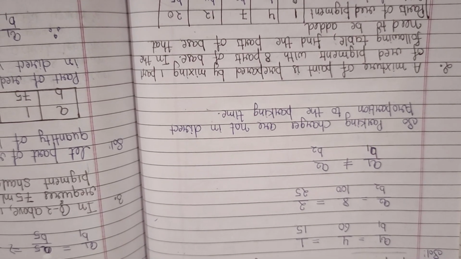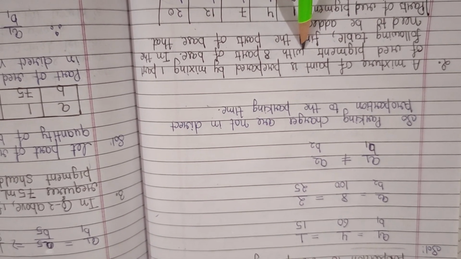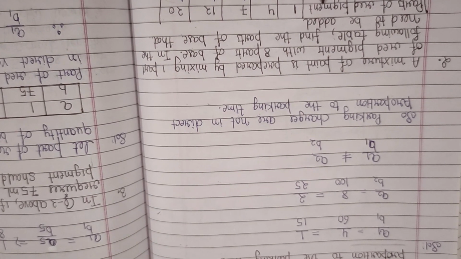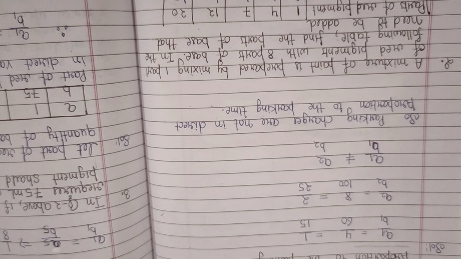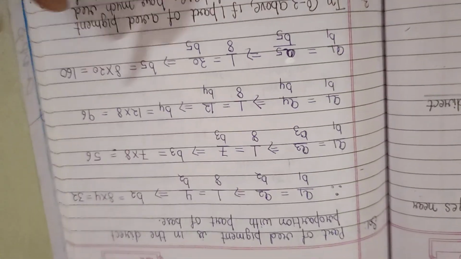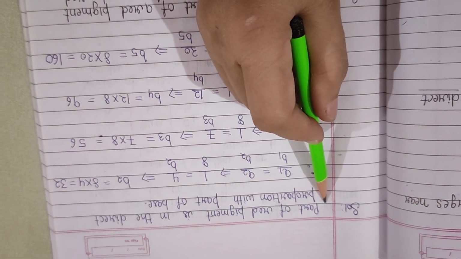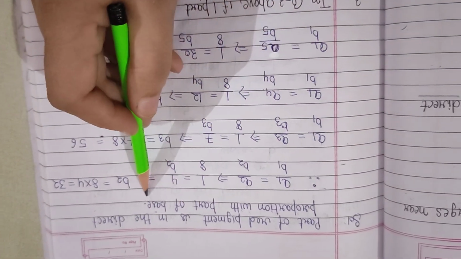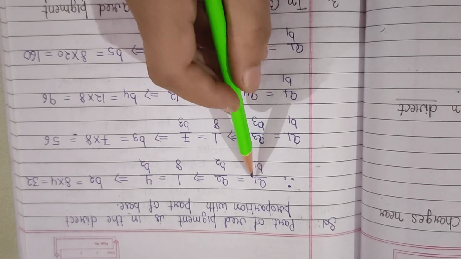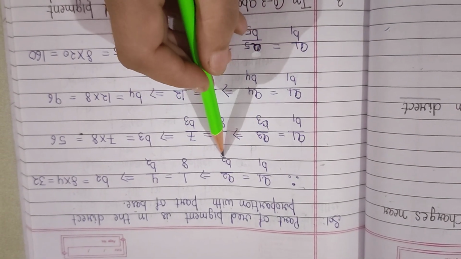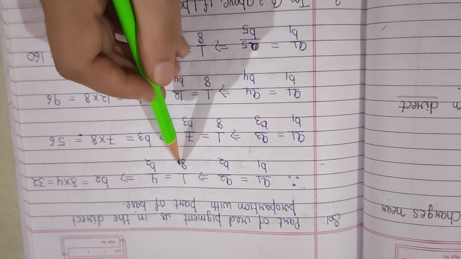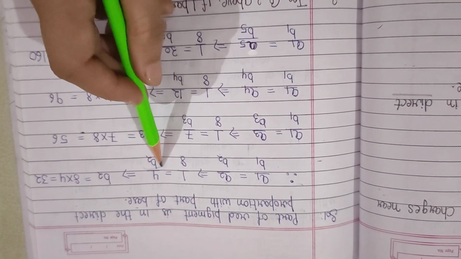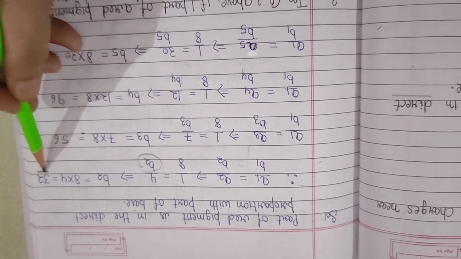Now according to the statement, it is clear that the parts of the red pigment are in direct proportion to the parts of the base. Here I have written in the solution, part of the red pigment is in direct proportion with the part of the base. So we can say A1 by B1 is equal to A2 by B2. Now put the values. 1 by 8 is equal to 4 by B2. After solving, I am getting the value of B2 as 32.